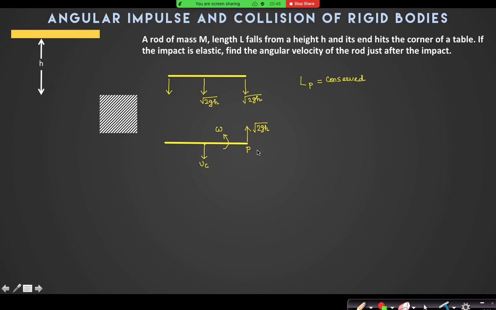Sir, please repeat the last part, I got disconnected. I said that when the rod hits this corner of the table, whatever the impulse is, that impulse passes through the point P itself. Yes or no? Yes, sir. So if it passes through the point P, then the torque of the impulsive force about point P becomes zero. So I can conserve the angular momentum about point P.